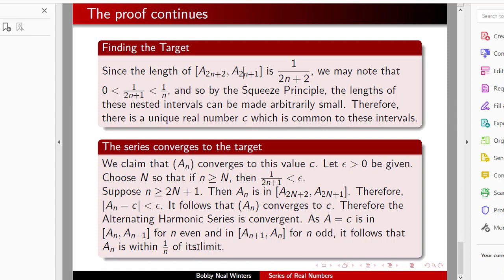And we can, in fact, get an error estimate of how close it is to the limit. Our A_n is within 1 over n of the limit. It doesn't converge very fast, but it does converge.